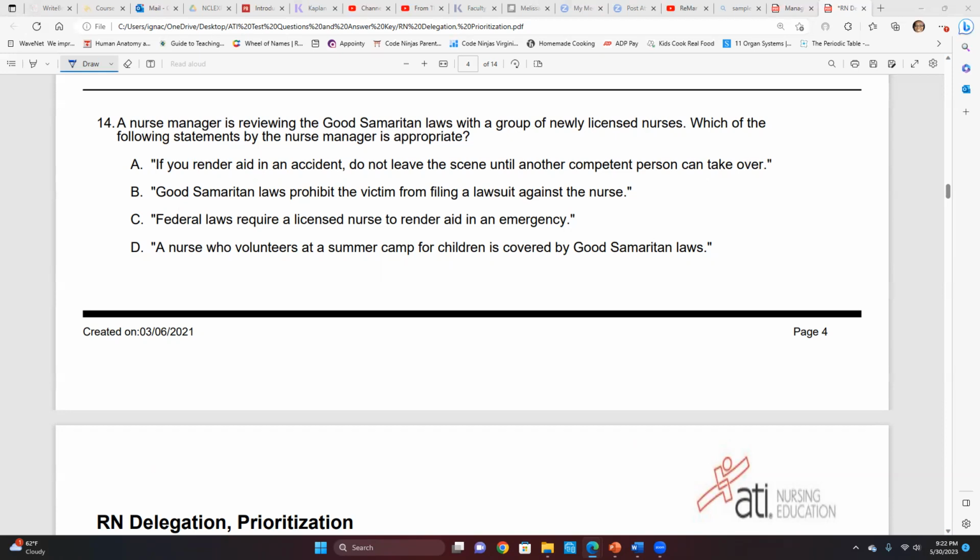I'll say B. Okay, so this one is not B. What was your second choice? My second choice is the one about an emergency.